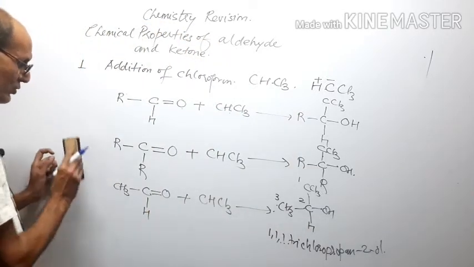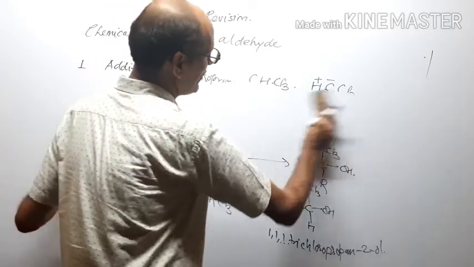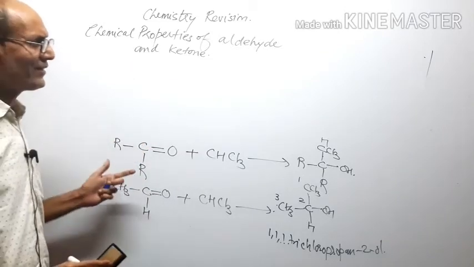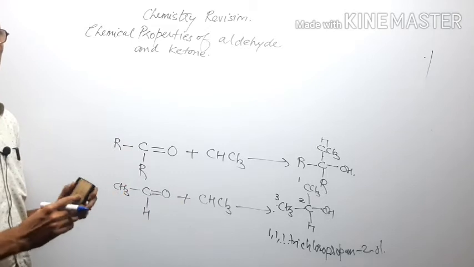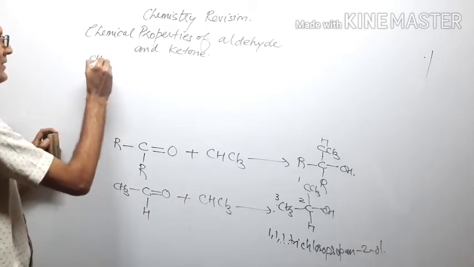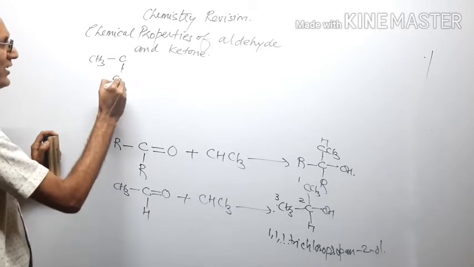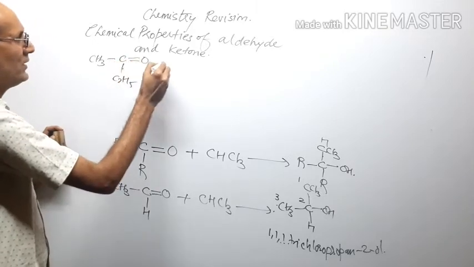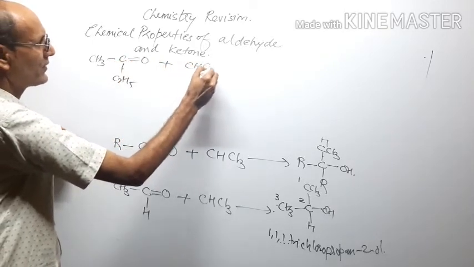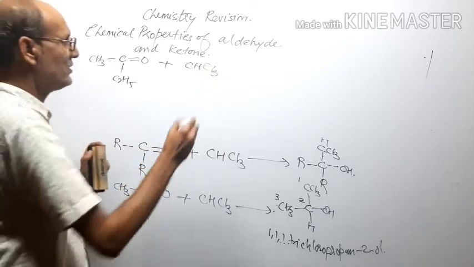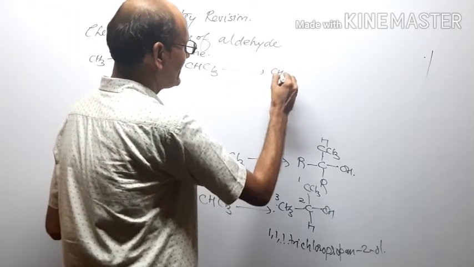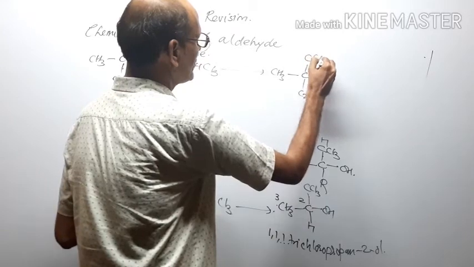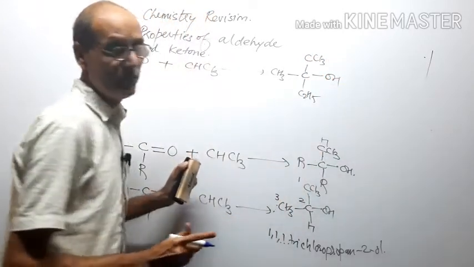Now see one more example. I am writing for the ketone. In case of ketone, you have to take both alkyl or aryl, similar or different groups. Suppose you are taking CH3-C-C2H5, double bond O. This is an unsymmetrical ketone. When we react it with CHCl3, you will get CH3-C(C2H5)(CCl3)-OH.